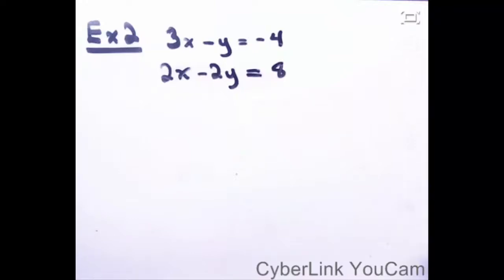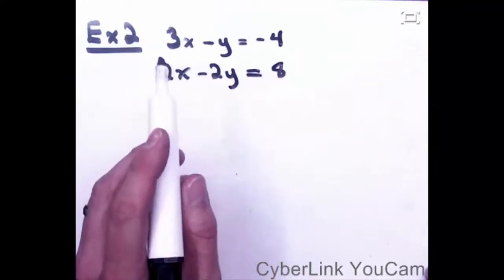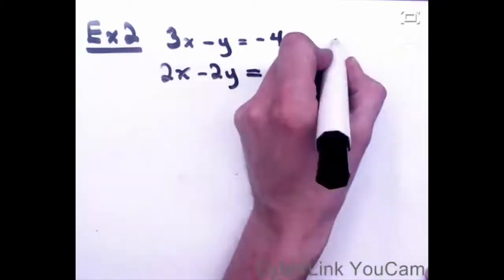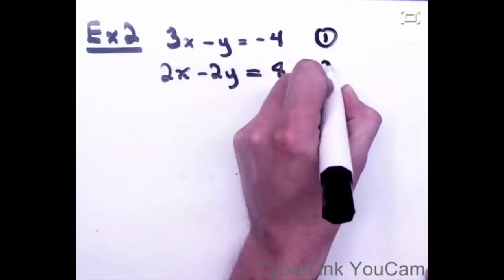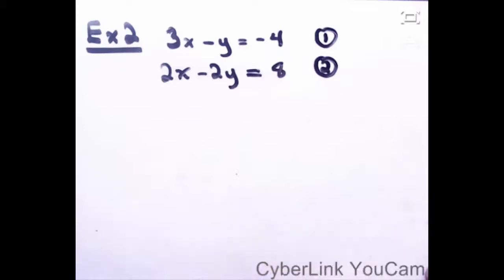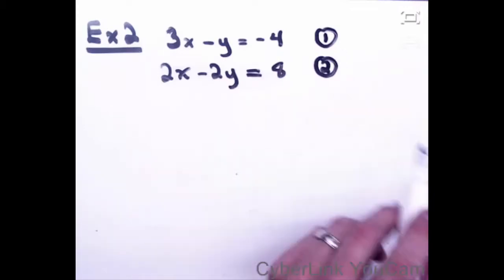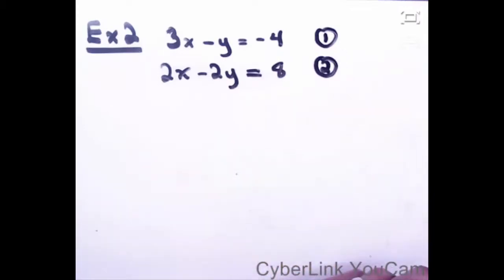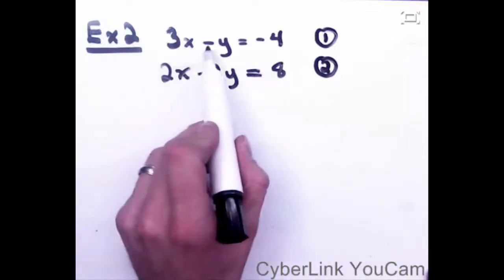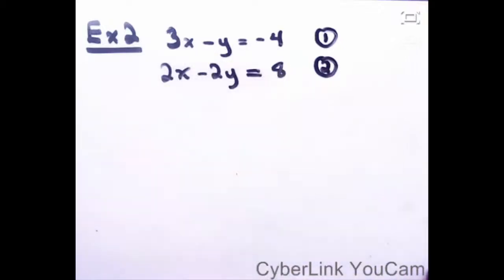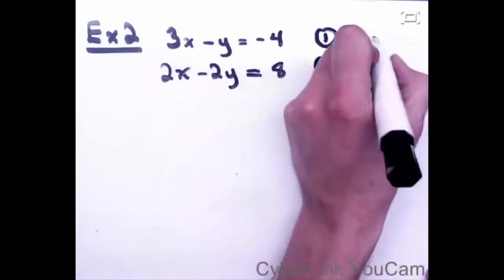Okay, example 2. We've got 2 new line equations, and let's label them. Number 1, number 2. Always add those labels, okay? And go in order, 1 and 2. Let's take a look at, well, number 1 here. Number 1's got 3x, subtract y equals minus 4. None of the x's or the y's are by themselves. Well, we can rearrange. So again, we're going to rearrange.